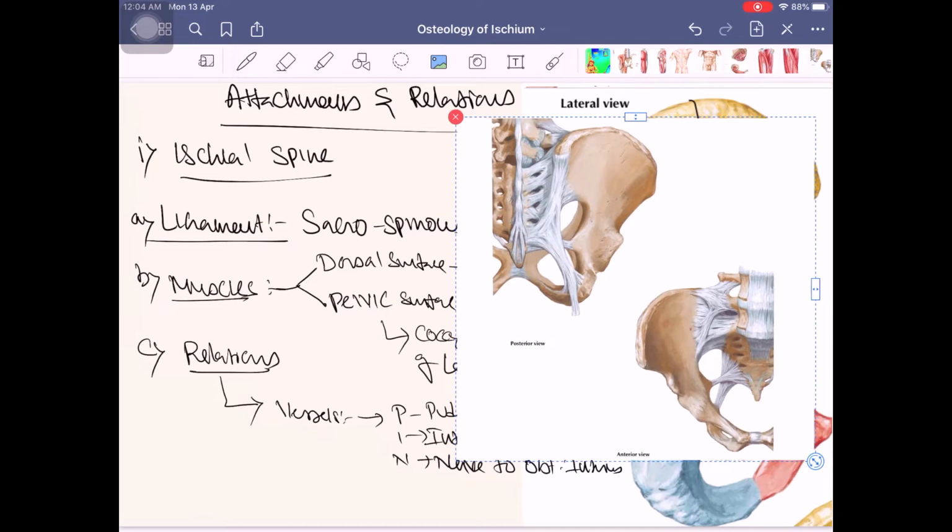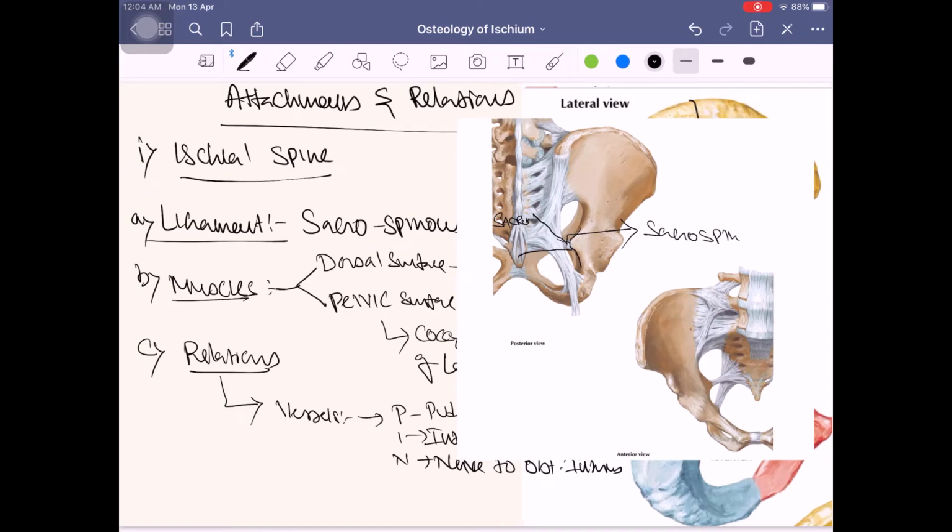Okay, so here if you see this ligament, if you can make out in the diagram, this is your ischial spine, and this ligament which is marked, you see it is going all the way to the sacrum, right? This triangular ligament is what we call the sacrospinous ligament. Here it is a posterior view. Again in the anterior view, you can see this triangular shaped ligament. This is your sacrospinous ligament.